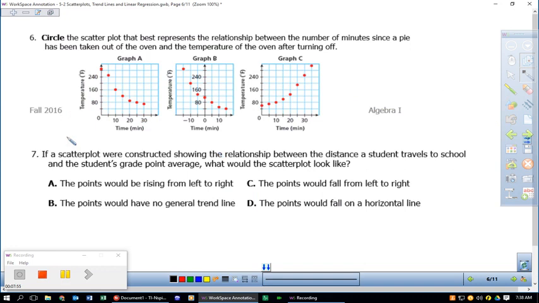Number 6, circle the scatter plot that best describes the relationship between the number of minutes since a pie has been taken out of the oven and the temperature of the oven after turning it off. Alright, so we're looking at this. When the oven is turned off, it's going to be pretty darn hot, right? And it's cooling off because of the time since we turned it off. So starting up and decreasing. So it definitely is not C. And this would say that when it turned off at 0, it was like 90 degrees. That's like room temp. So it is going to be A.